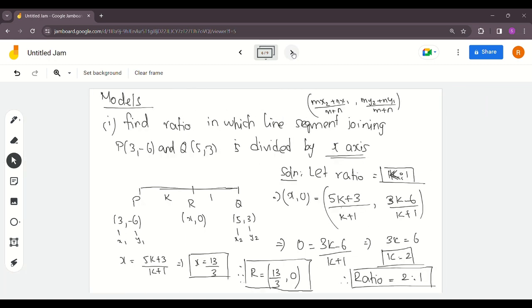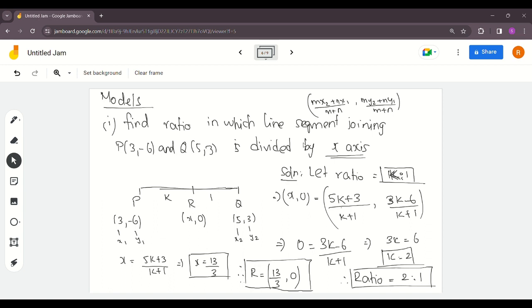Now the next case is a special case. Find the ratio in which the line segment joining (3, -6) and (5, 3) is divided by the x-axis. These are very important questions under section formula, so that's why I have chosen it and I have solved this also. Suppose if they are asking you to find the ratio, first draw the diagram so that it will be very simple for you to represent. P (3, -6) is given, Q (5, 3) is given. We take R.